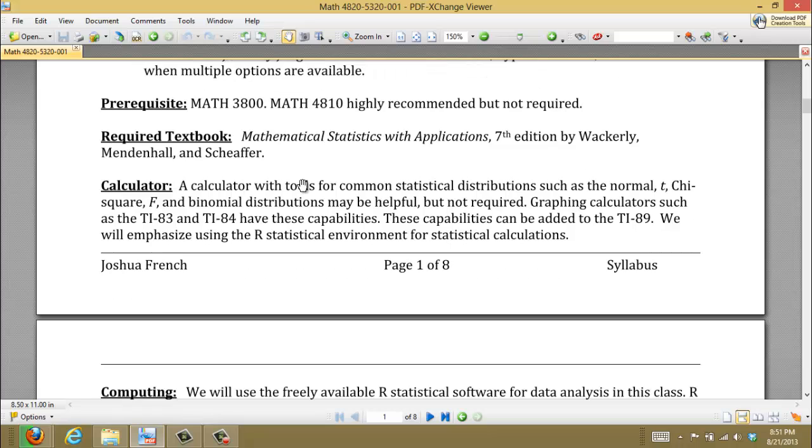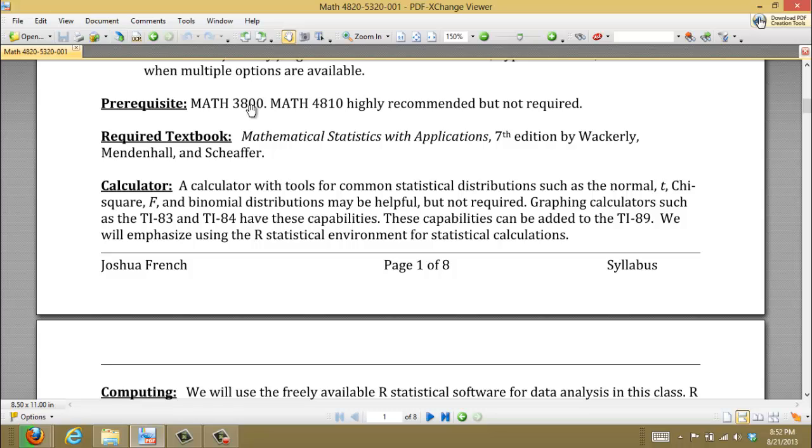So in terms of prerequisites, there definitely are prerequisites. Introductory statistics is not one of them. If you've never had a statistics course, that may be okay. However, you need at least one of the following 2 courses, either Math 3800, which is essentially a calculus-based statistics course that focuses a lot on engineering students, or Math 4810, which is probability. And either one of those will suffice.